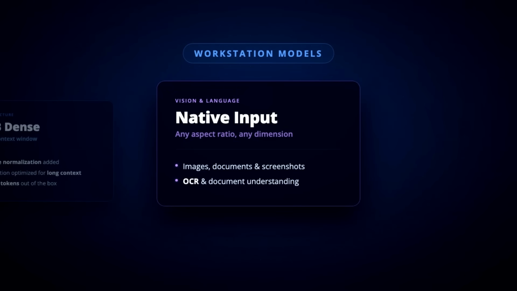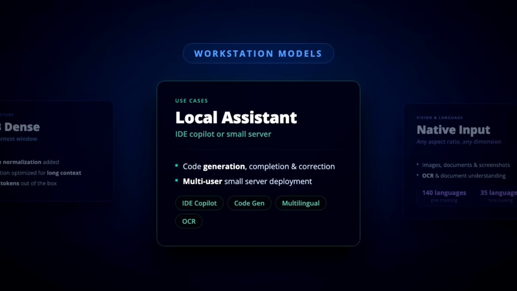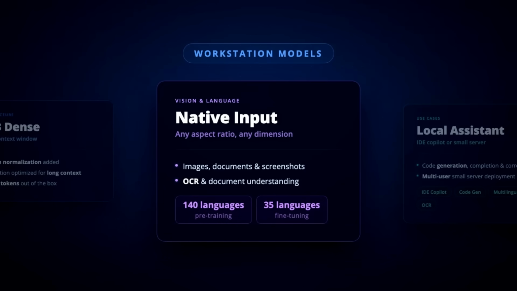Okay, so for these workstation models, Google is pitching them as your local coding assistant, perhaps an IDE copilot, or even something you run on a small server for multiple users. So this 31B does code generation, completion, and correction. On top of that, it's fully multilingual, with 140 languages for pre-training and 35 languages for post-training and the instruction fine-tuning.